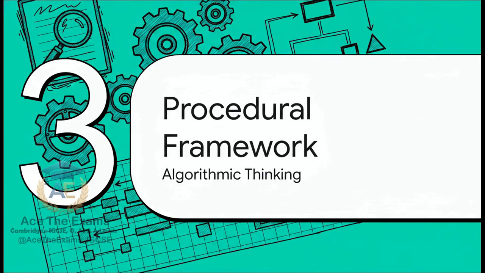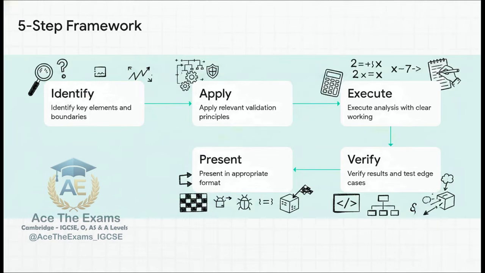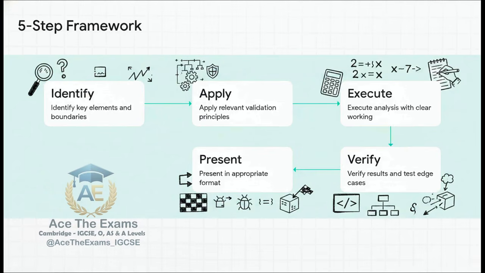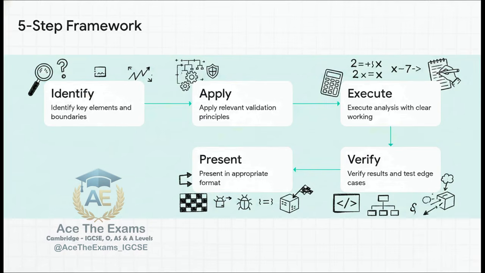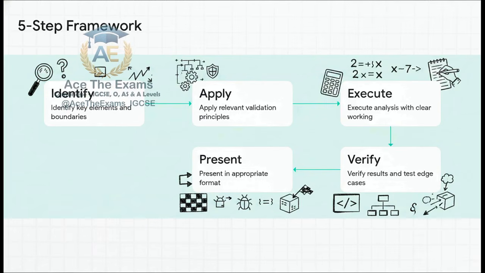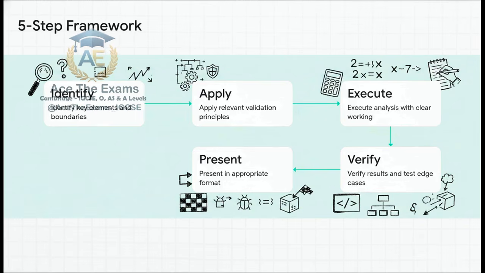All right, now that we know exactly what the examiners are hunting for and the traps they meticulously set, let's shift to the solution. The theoretical foundations of Cambridge computer science draw on systematic analysis. This isn't about guessing, it's about following a rigorous, highly repeatable protocol. This procedural framework is your ultimate blueprint for algorithmic thinking.